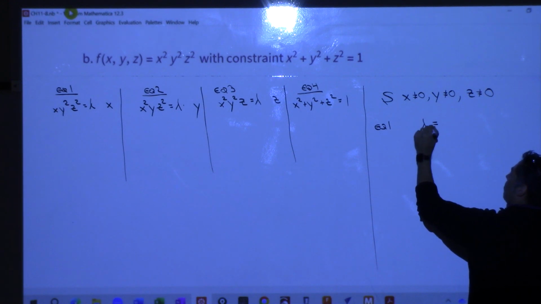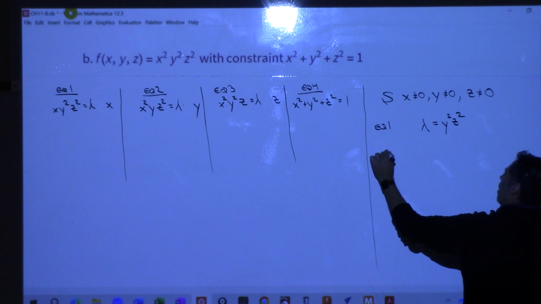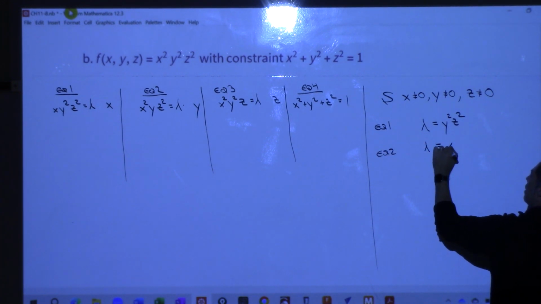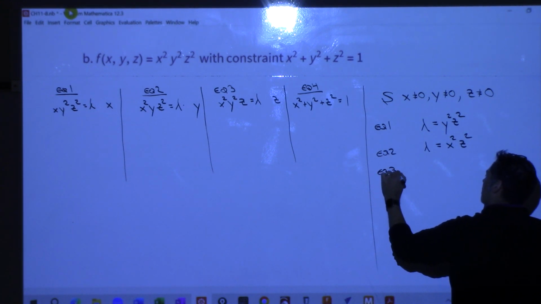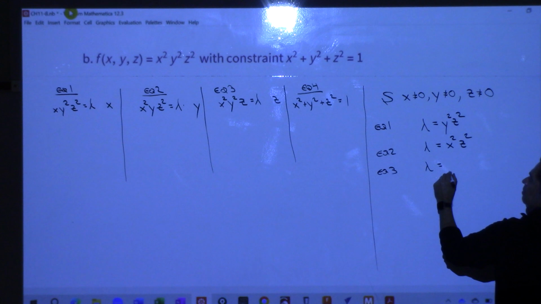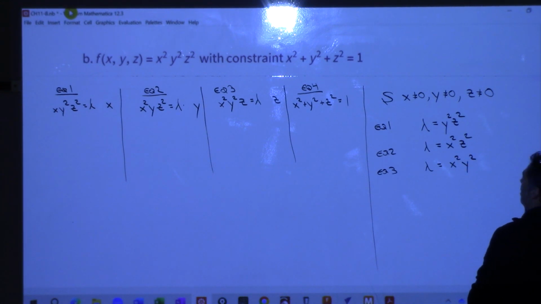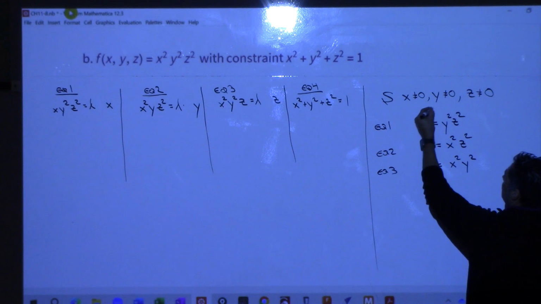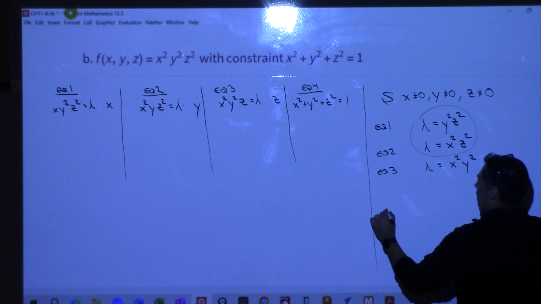Lambda is y squared z squared. And then equation 2 becomes lambda is x squared z squared. And then equation 3 is lambda is x squared y squared. Now you can start setting these equal to each other, but let's just do 2 at a time. Let's do these two together first.